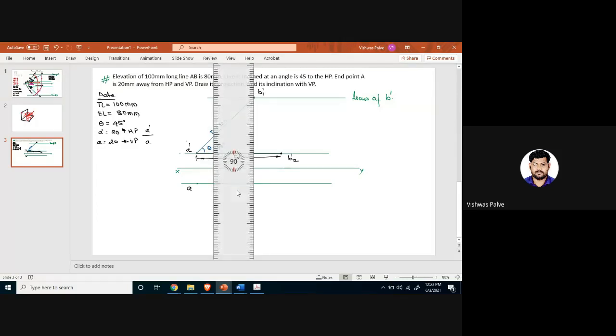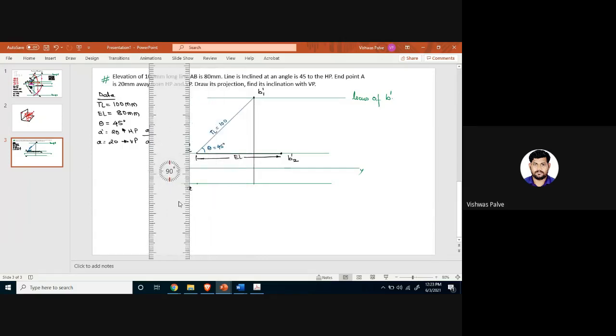Now let us draw the top view and front view of that line. I'll hold my scale vertical and use my projection. From point B1 dash, I'll take a vertical line. What will you get from this? I can draw the plan length.